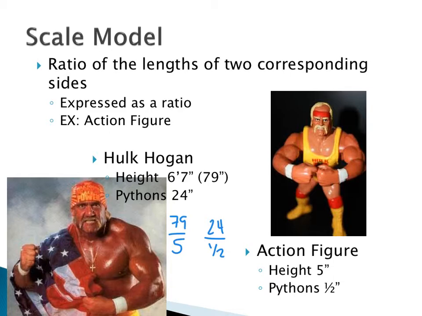If this is a correct scale model, what we can say is that the ratio of the heights, which we see here, are the same as the ratio of the pythons, if this is done accurately. Okay? So really, mini action figure Hulk Hogan has the same proportion, same ratio of biceps to height that the real Hulkster would have. So you see this a lot. Action figures, maps, all those things.